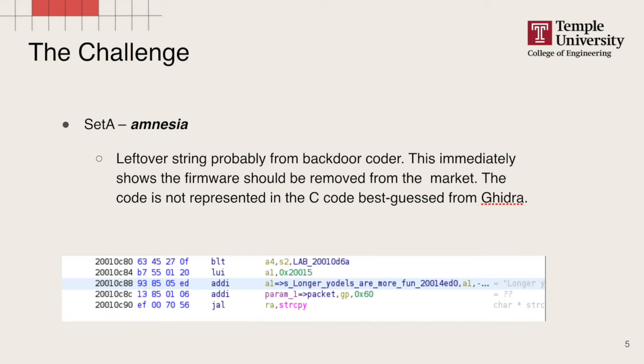ELF package, we'll start with set A, and we'll do the two that we found immediately the easiest. The assembly for Amnesia is shown below, specifically memory locations and line locations where there's an arbitrary string left over. This immediately should be removed from market or from production. A professional coder would leave some type of string, maybe a comment, maybe a funny comment, longer yodels are more fun by accident, but not some kind of string or something that physically affects the memory or chip.